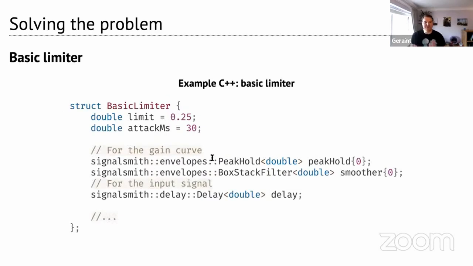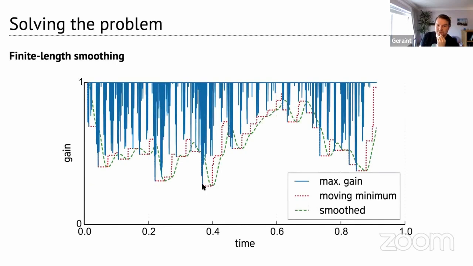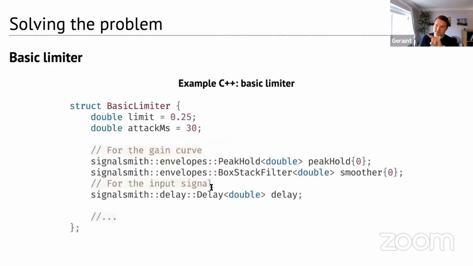Here is how you might do that in code. So these are just setting up the ingredients. You say what your limit is, you say how long your attack should be, and then we use our peak hold, and then any kind of smoother here. I'll talk a bit later about what types of smoother there can be. The simplest would just be a box filter, right? So a moving average that just takes the average of your last 20 milliseconds. But any finite filter will work here. And then our delay to delay the input signal.